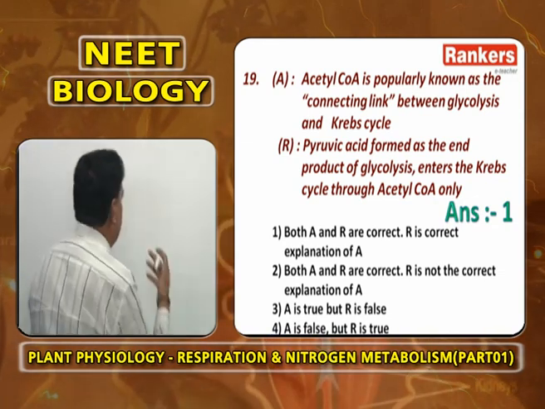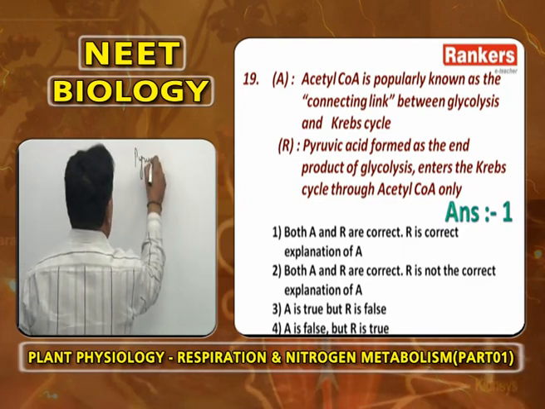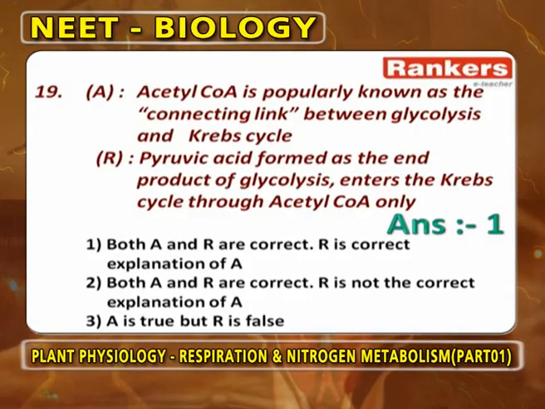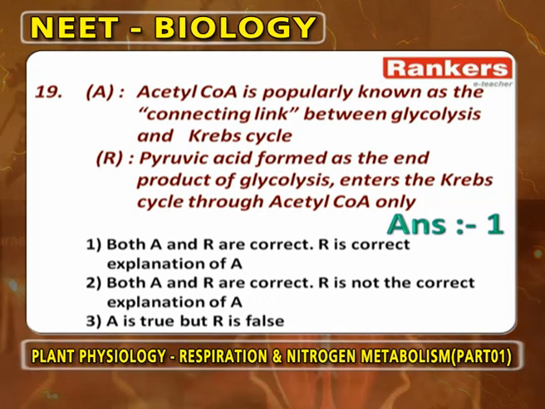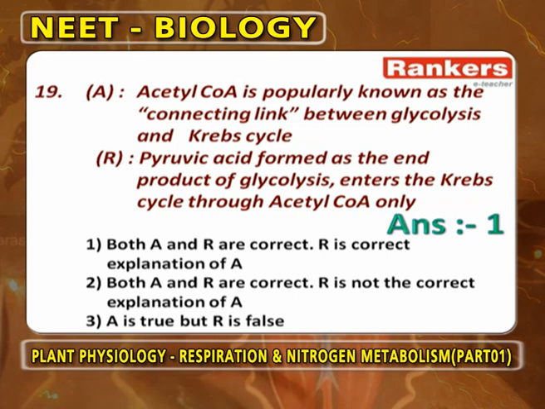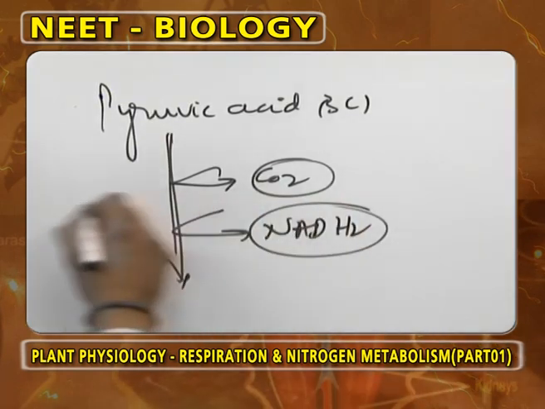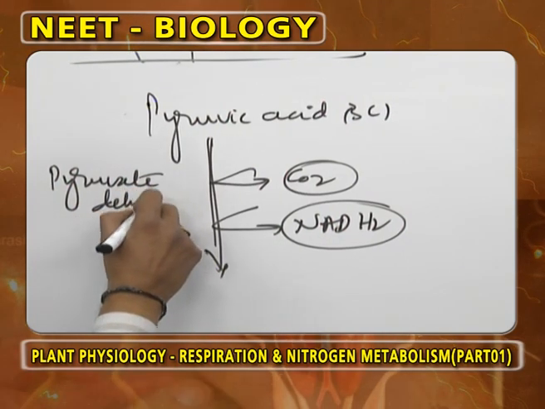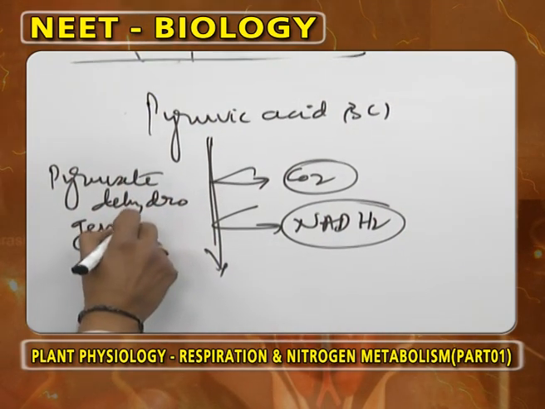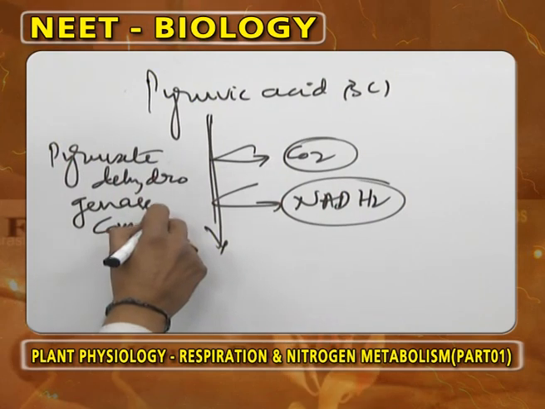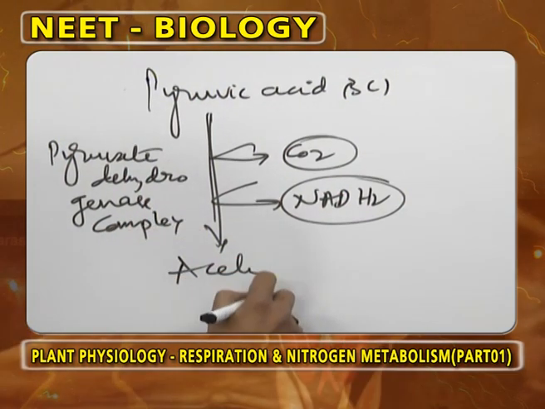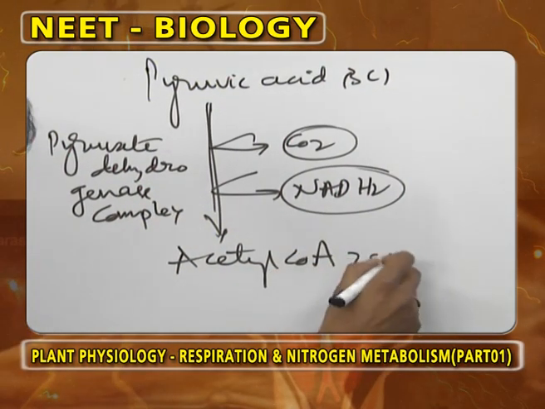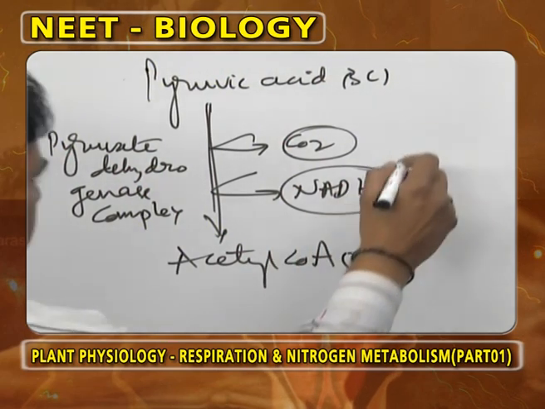So, pyruvic acid which is formed in glycolysis, a 3 carbon compound, undergoes oxidative decarboxylation. First it undergoes decarboxylation, then oxidation in the presence of pyruvate dehydrogenase complex, and converts into acetyl coenzyme A, 2 carbon. This is the connecting link between glycolysis and Krebs cycle.